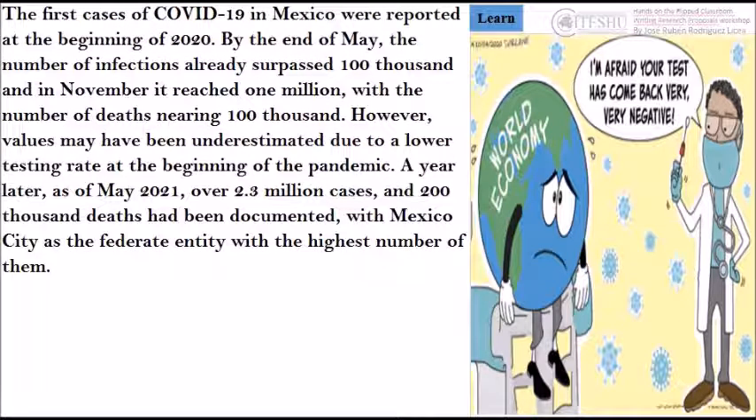The first cases of COVID-19 in Mexico were reported at the beginning of 2020. By the end of May, the number of infections already surpassed 100,000, and in November it reached 1 million, with the number of deaths nearing 100,000. However, values may have been underestimated due to a lower testing rate at the beginning of the pandemic. A year later, as of May 2021, over 2.3 million cases and 200,000 deaths had been documented, with Mexico City as the federal entity with the highest number of them.